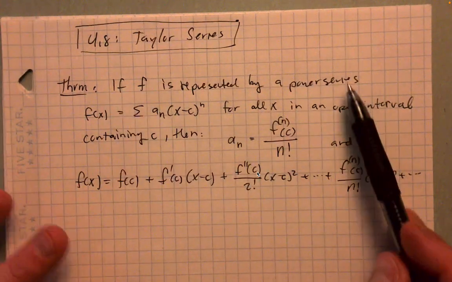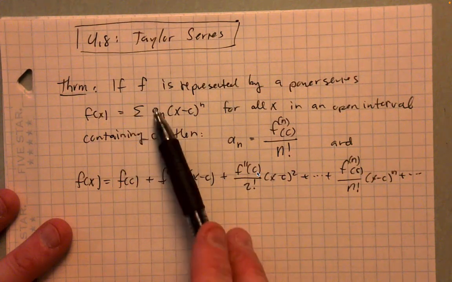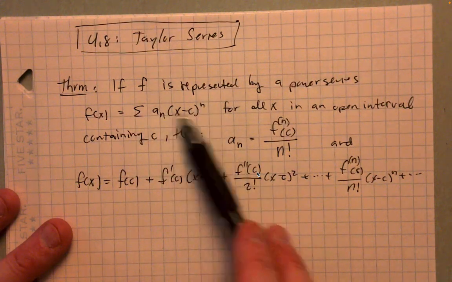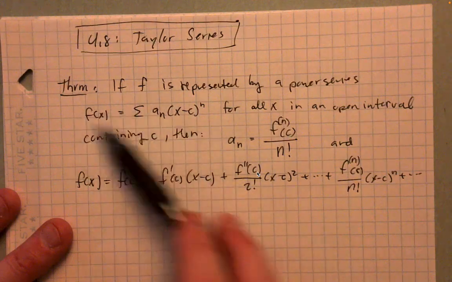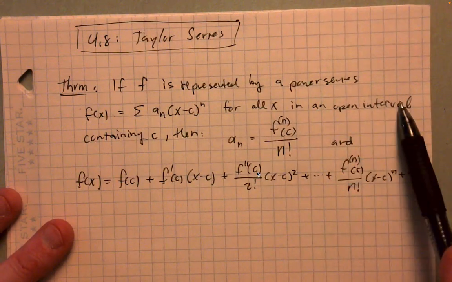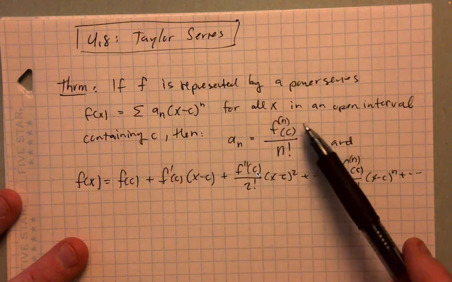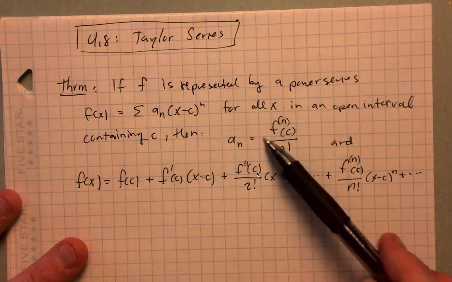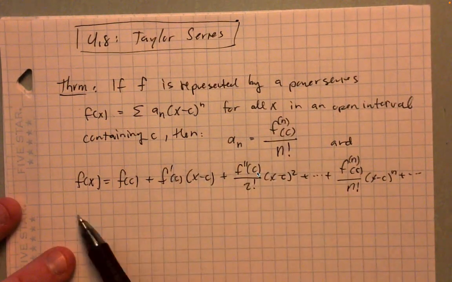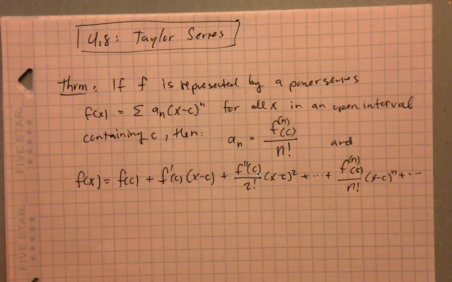So if f is represented by a power series, f of x, that has a form like this, where you've got the sum, and then some a n factor, and then x minus c quantity raised to the nth power, and f is equal to this for all x in some open interval containing c, c being the center, then the coefficients are the nth derivative of f evaluated at c over n factorial, and the function looks like this. All right, so let's prove this.